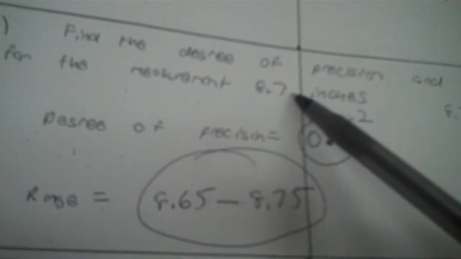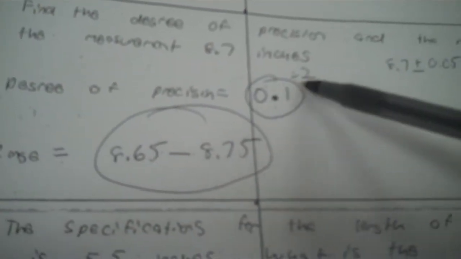Okay, so degree of precision, you turn the last digit to a 1, everything before it becomes a 0. Find the minimum, maximum, you take what it's supposed to be, the measurement itself, then add or subtract half of that by dividing by 2.